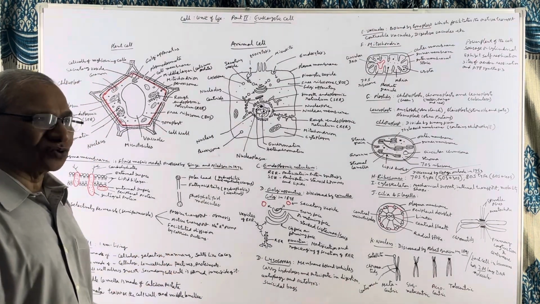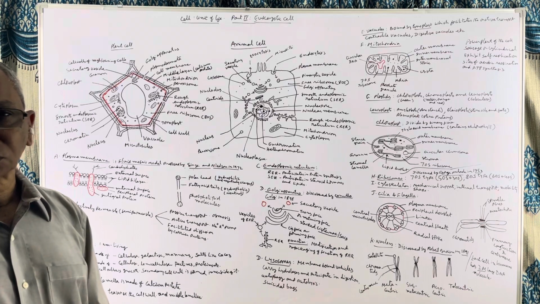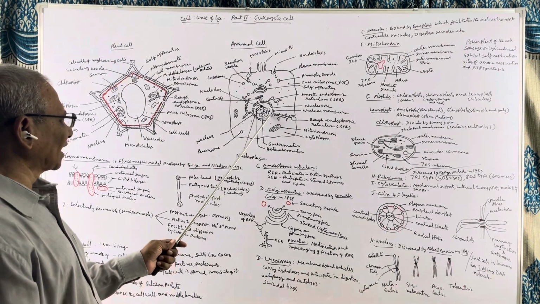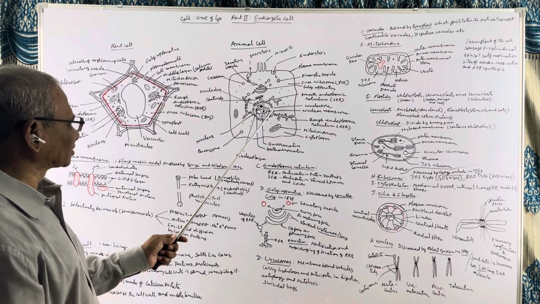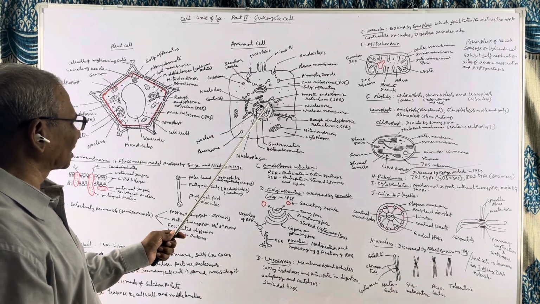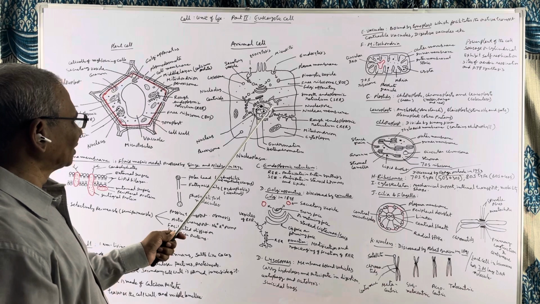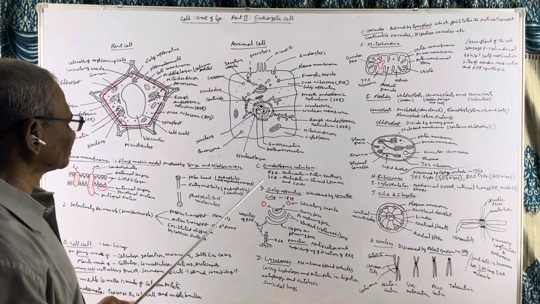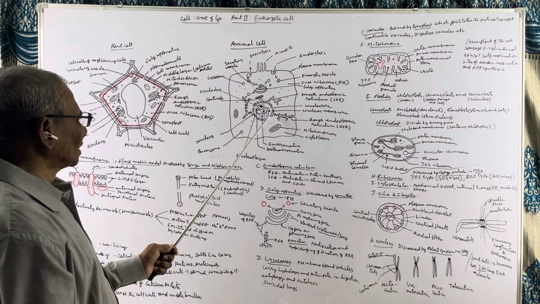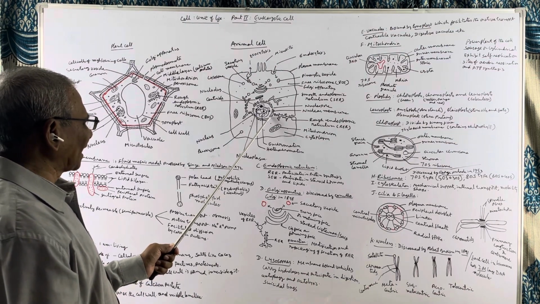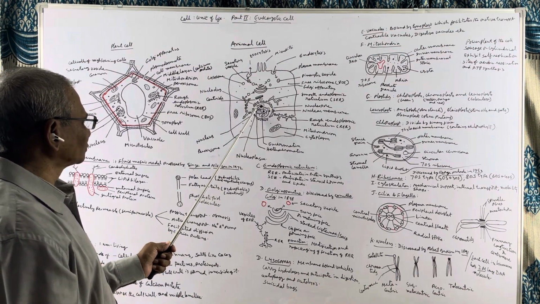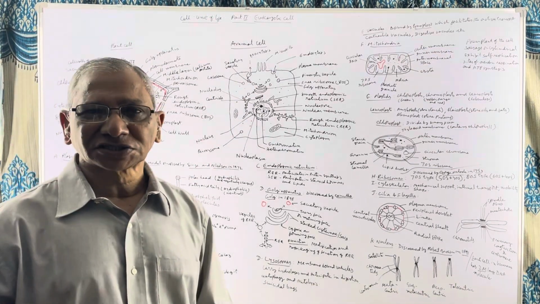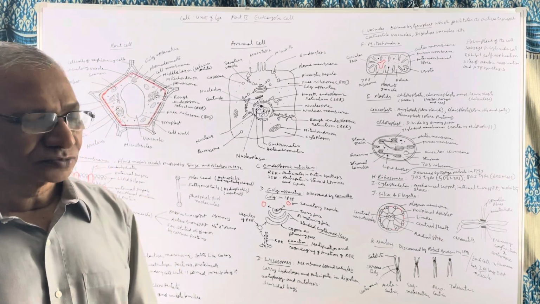Nucleus is well defined in all the eukaryotes. The nucleus is surrounded by a nuclear membrane, which is a double layered structure. This is the inner membrane, this is the outer membrane. The outer membrane is connected to the endoplasmic reticulum. Then, the nuclear membrane has a number of small pores through which RNA and proteins pass in and out.